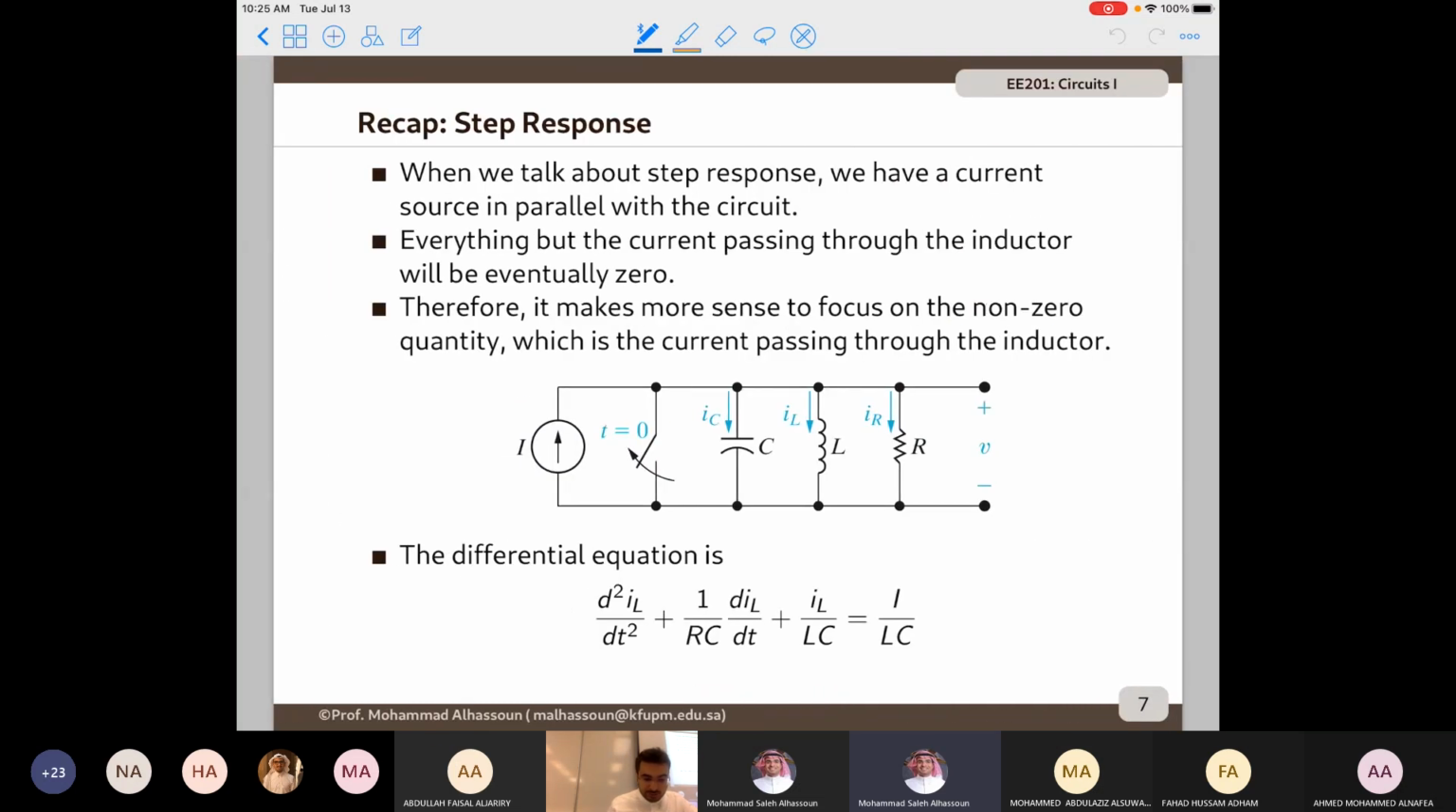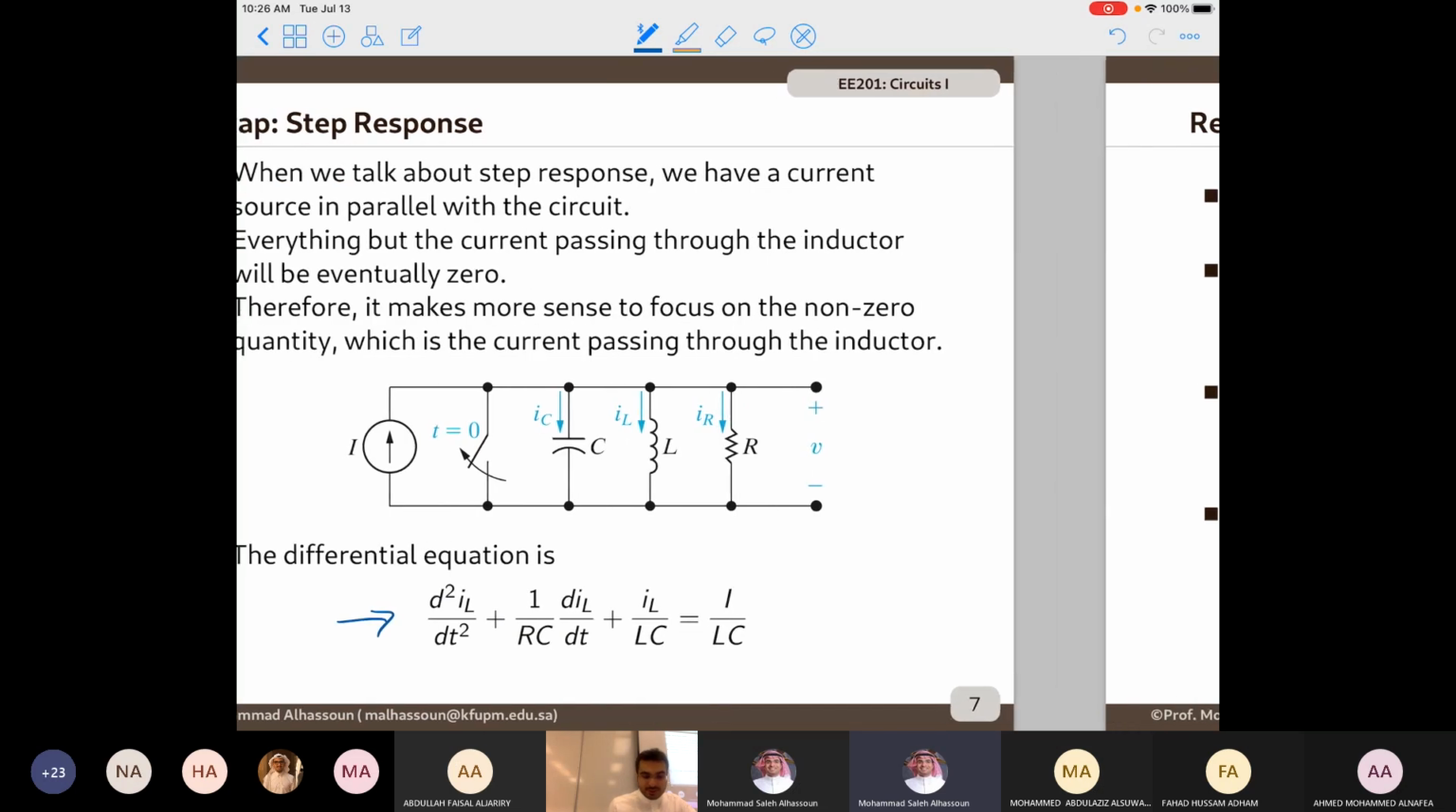And when we talked about the step response, we said that because they are in parallel, eventually the capacitor will behave like an open circuit, and the inductor will behave like a short circuit. If you have anything that's in parallel with a short circuit, the voltage across it will be zero. So the voltage eventually will reach zero, but the current need not be zero. In this case, we are concerned about the current of the inductor, because that's the quantity that's going to be sustained for a long time. And we derived the differential equation.